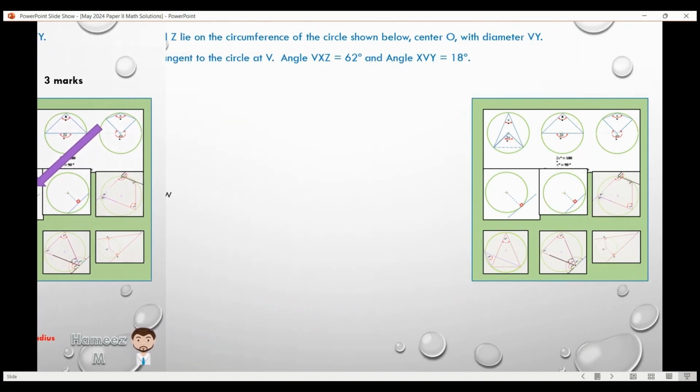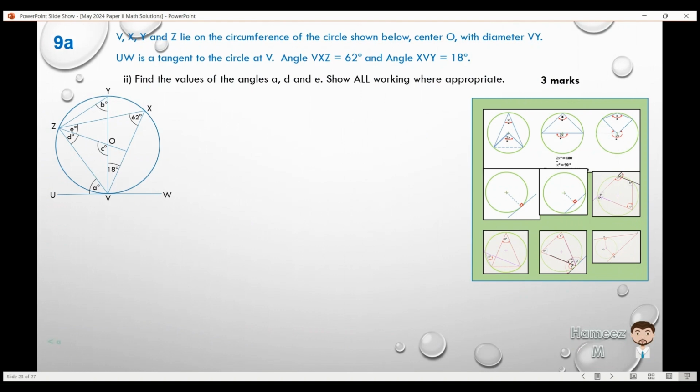Let's move on now. Continue with number 9A. Part 2, find the values of the angles A, D, and E. Show all working where appropriate. So first one we want to find is angle A. If we look at angle A, it's actually outside the triangle. So it's considered to be an external or exterior angle of the triangle.